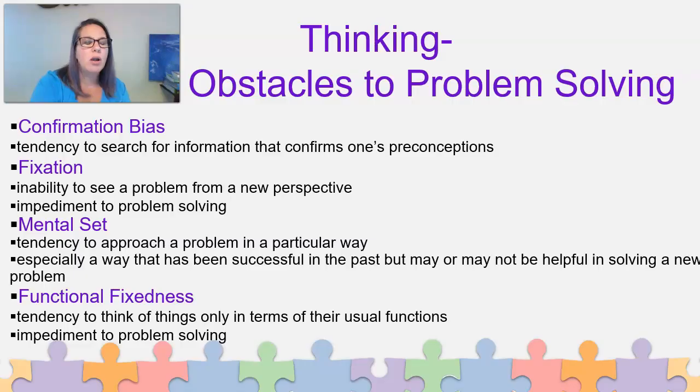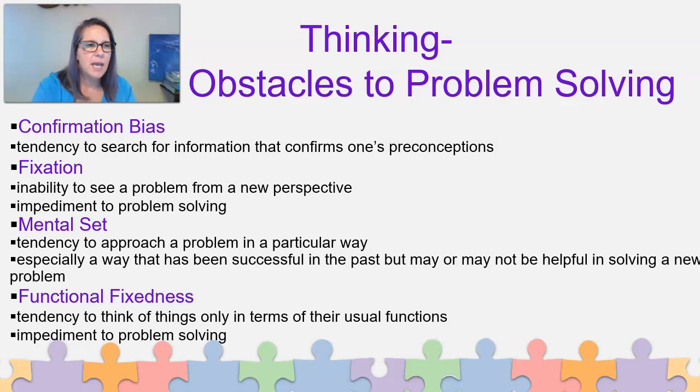Okay, so there are unfortunately lots of obstacles to problem solving. Here are a few of them, and we're going to go over a few more in just a second. The first one is confirmation bias. So we already have a belief, so now we're just going to search for more information that confirms our belief.